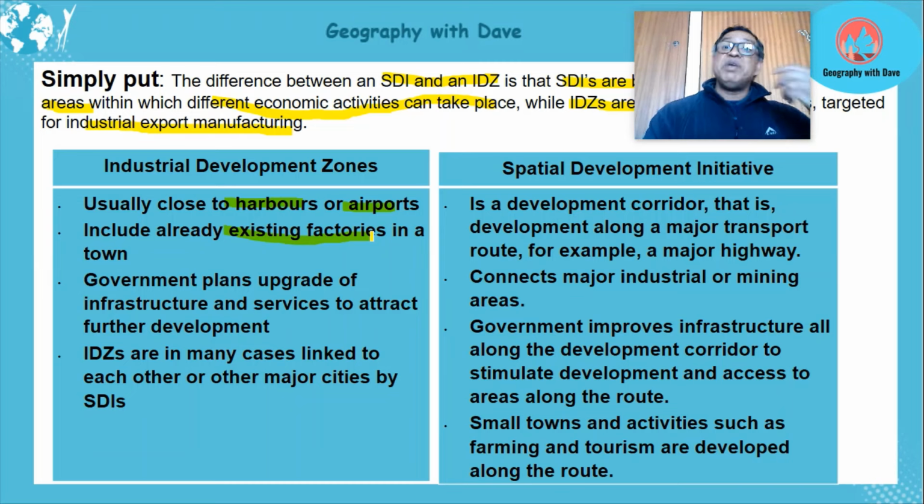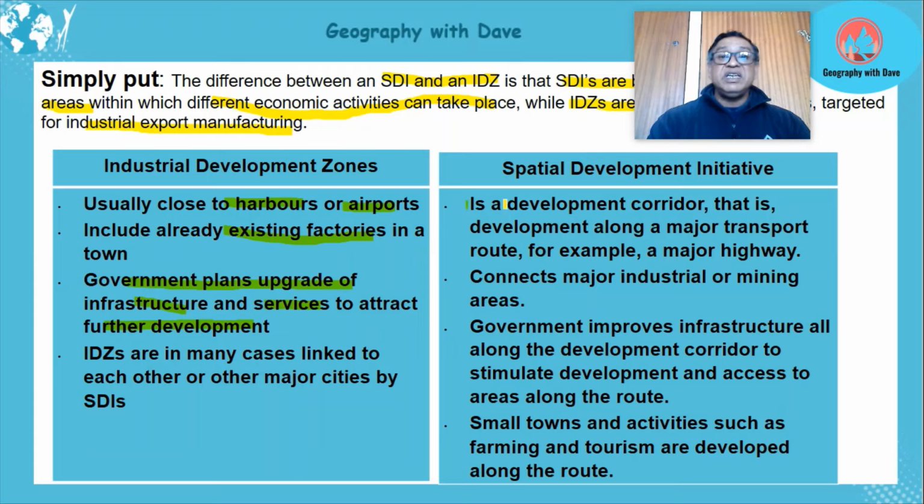We develop them further, in a town or wherever it is. Government plans to upgrade infrastructure, services to attract further development and investment. You understand? That is the thing there. Harbors, export, etc. All right.